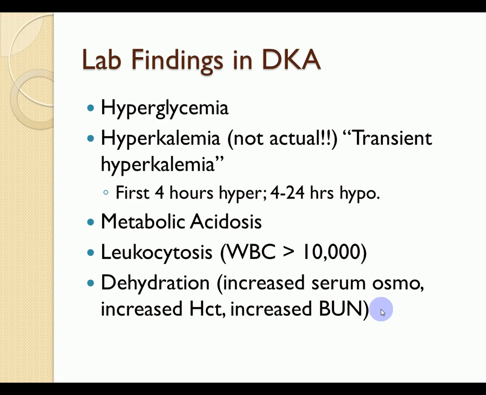Lab findings: hyperglycemia, okay, and it's a high reading, usually way over 350. Hyperkalemia. Remember, it's not actual, it's what we call transient hyperkalemia, because what we have done is depleted the cells and it's all inside the extracellular fluid. But as soon as we start that insulin drip, what's going to happen to that potassium? It's going to be transported right back up into the cell. So when it's transported back into the cell, we'll actually end up with hypokalemia.